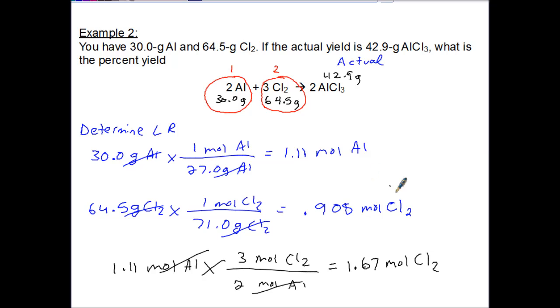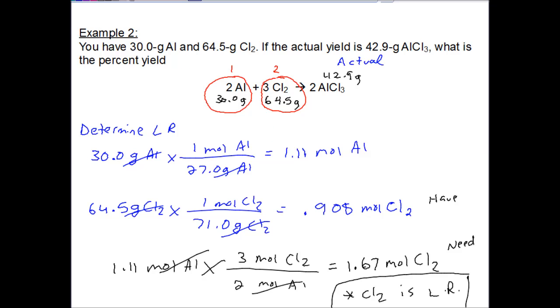All right, so then remember the next step in determining the limiting reagent is to look at what you have and what you need. In this case, we need 1.67. We have 0.908. Do we have enough? We don't have enough, which means Cl2 is our limiting reactant. So the limiting reactant is what we use to determine our theoretical yield.